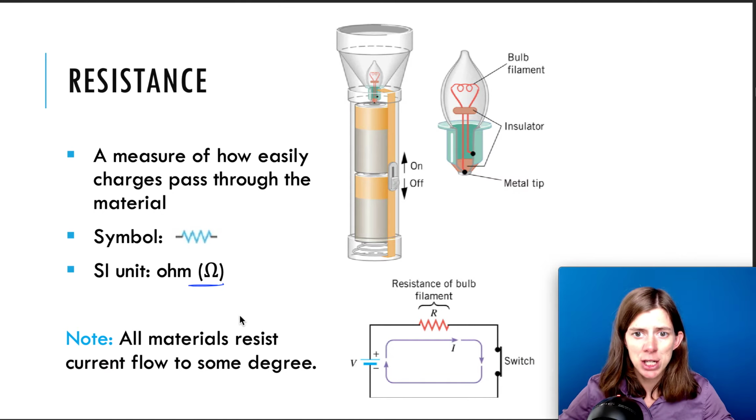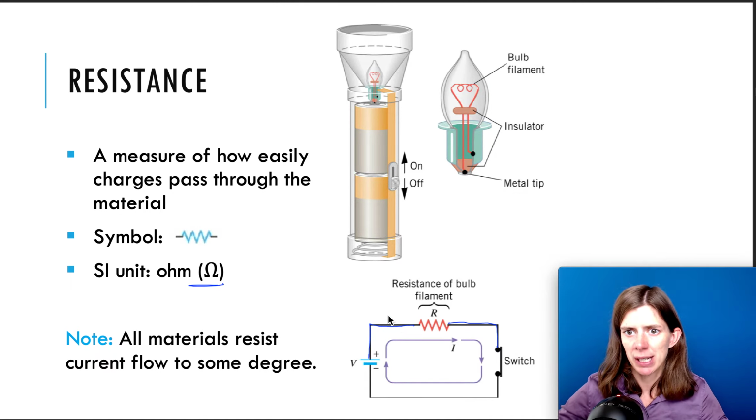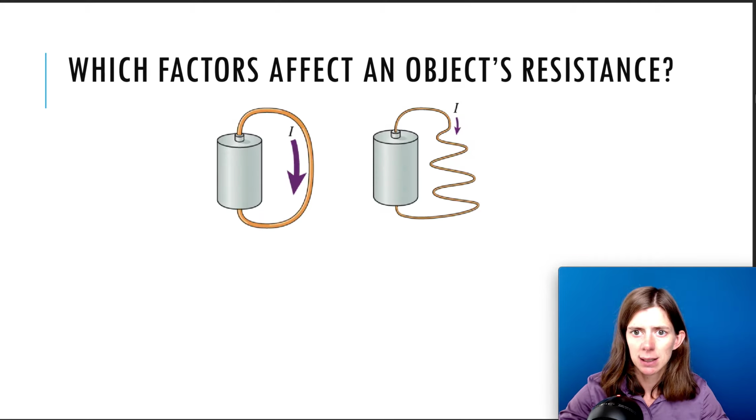As I mentioned, all materials resist current flow to some degree. So it's a matter of how much resistance each material has. When we're dealing with circuits and talking about the wires in the circuit, in this class, we're going to ignore the resistance of the actual wires, because otherwise it would make life way too complicated. The wires are designed to have very little resistance anyway. So we're just going to be considering the resistance of cylindrical resistors that are specifically put in circuits to have a certain amount of resistance.